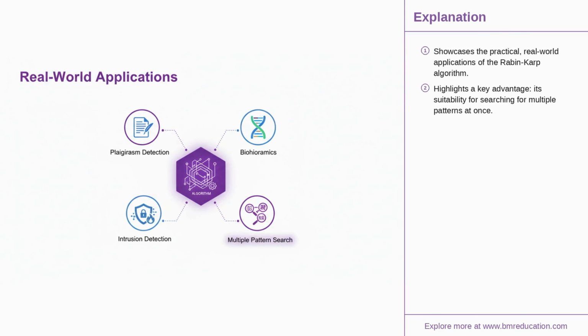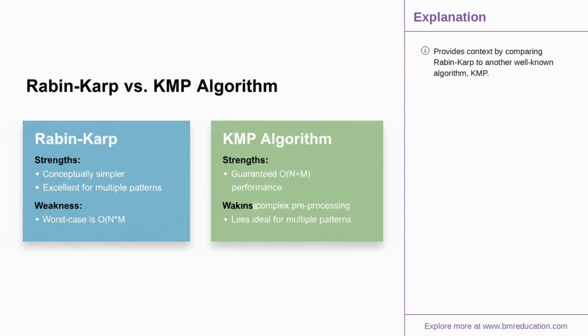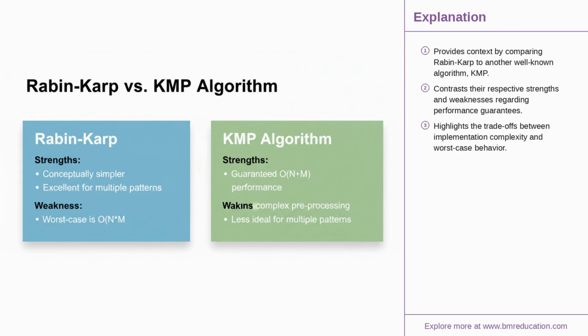Despite this theoretical weakness, Rabin Karp is incredibly useful. It's particularly powerful when searching for multiple patterns at once, as you can check the hash of a text window against a whole set of pattern hashes simultaneously. It's used in plagiarism detection, bioinformatics to find gene sequences, and in network intrusion detection systems to spot malicious data packets.